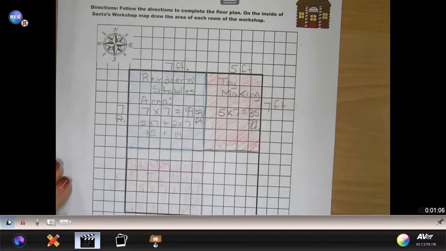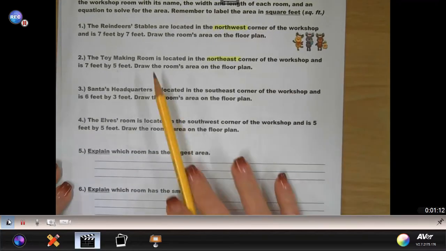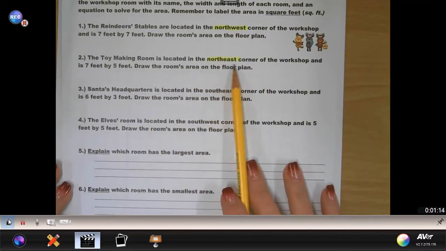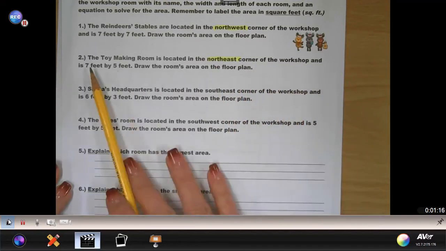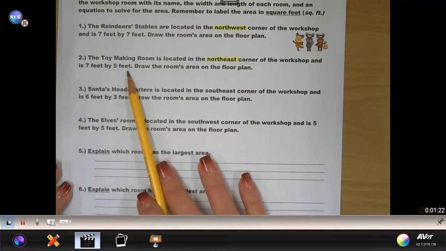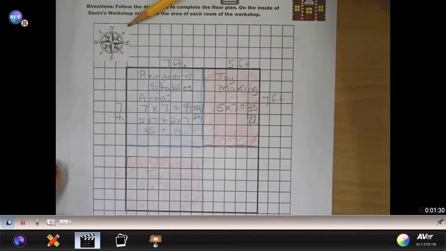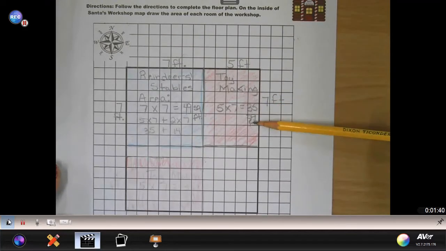The next one says the toy making room. It says the toy making room is located in the northeast corner of the workshop and is 7 feet, or 7 rows, by 5 feet, 5 squares in each row. Draw the room's area on the floor plan. So here is the northeast right here. We're going to compare that to the northeast part of this rectangle, which would be here. So I have 7 rows and I have 5 in each row.